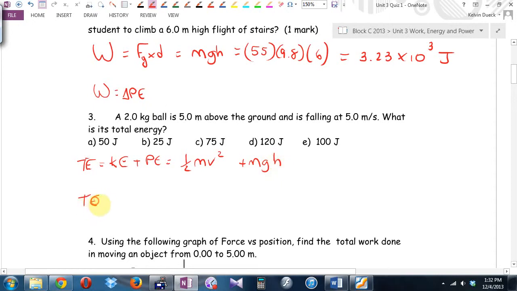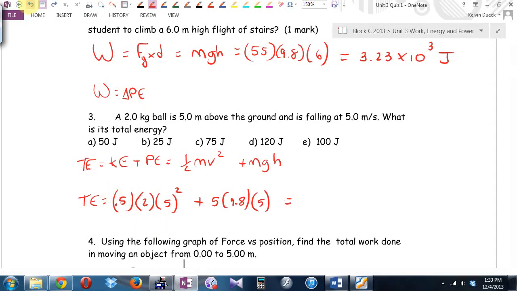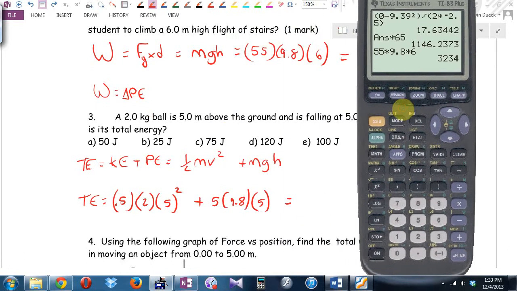The total energy is going to be 0.5 times 2 times 5 squared plus 5 times 9.8 times 5. Can I do this in my head? Because half and 2 cancel each other out. Hey, maybe I can do this in my head. It's going to be 25 plus 25 times 9.8. 25 times 9.8 is going to be 25 times 10, 250, minus 245 and 20. Is the answer 270? No, I'm way off, Mr. Dueck. 25 times, oh, good gosh. Boy, did I botch that.